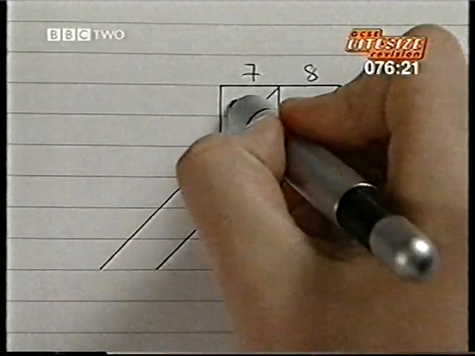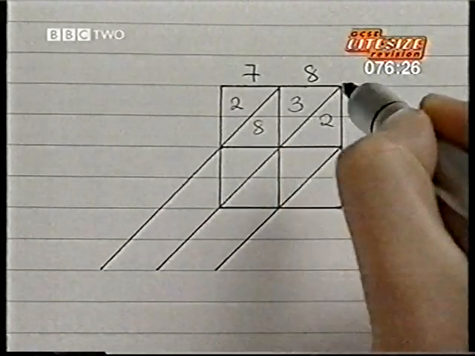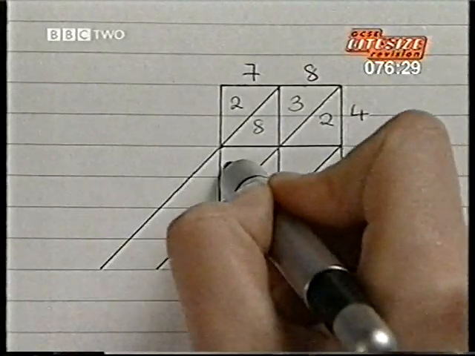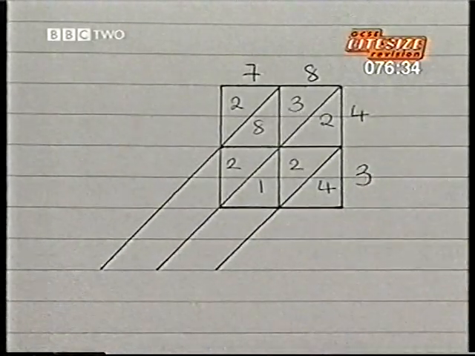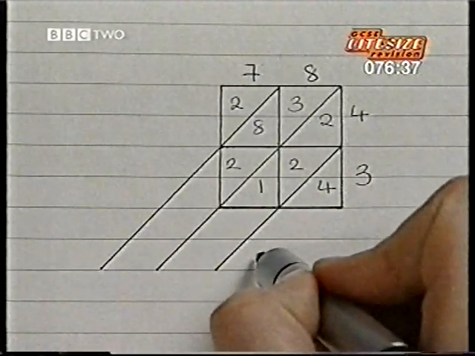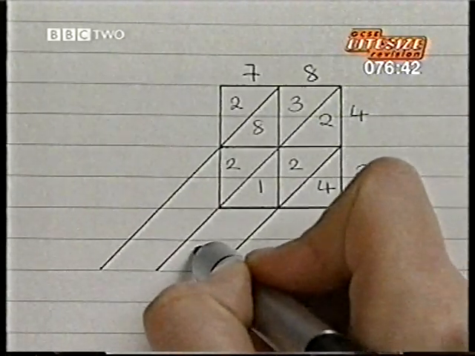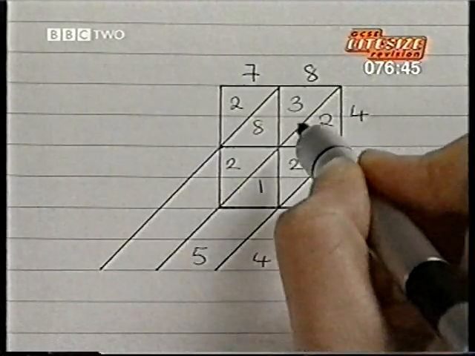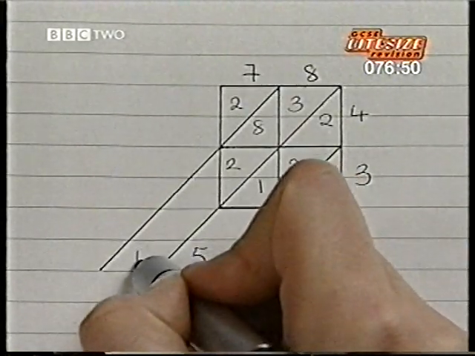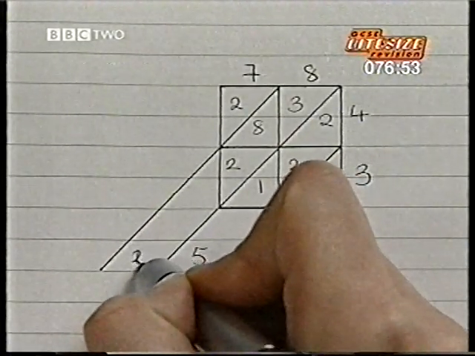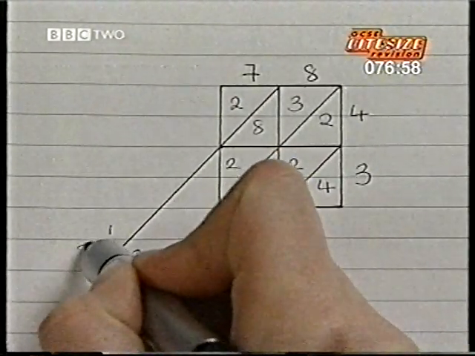4 sevens are 28, 4 eights are 32, 3 sevens are 21, 3 eights are 24. Now add up the diagonals starting from the right. The first diagonal has just 4, so put down the 4. The next diagonal has 2 add 2 add 1 makes 5. The next diagonal has 3 add 8 add 2 makes 13. Put down the 3, carry a 1. The final diagonal has 2 and the carried 1 makes 3.